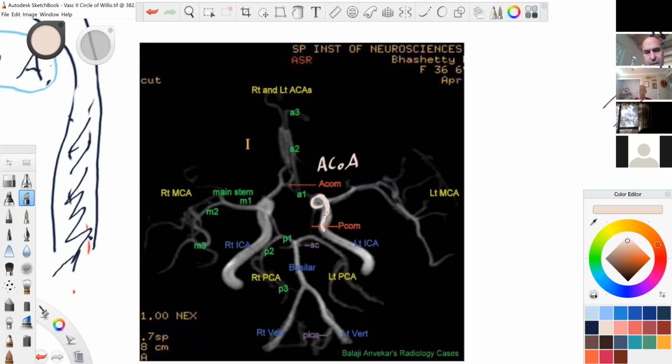That's probably actually carotid siphon, probably starts here, comes all the way around. That's the carotid siphon. It's like a fancy number 9. And then the middle cerebral artery is coming out like that.